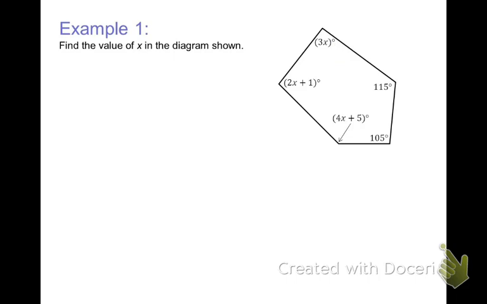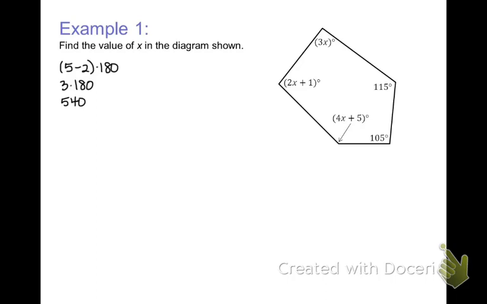Again, a lot of you probably can already rattle off what that angle measure is going to be. But let's just see where it comes from using the formula on the last slide. So remember that to find the sum of the angle measures, we're going to take the number of sides, which is 5, subtract 2, and multiply it by 180. So that gives me 3 times 180, which is 540.